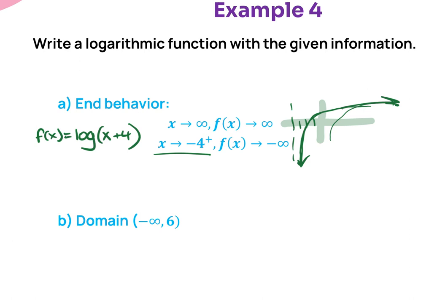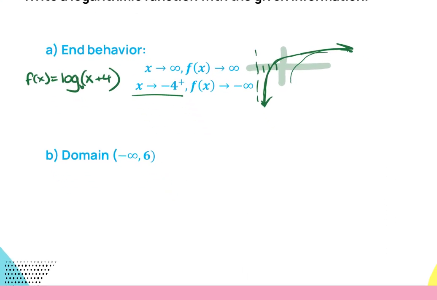So it could be any log base, unless it gave you the x-intercept, then you'd have to know the specific base. Okay. How about if it has a domain of negative infinity to 6? So 1, 2, 3, 4, 5, 6.